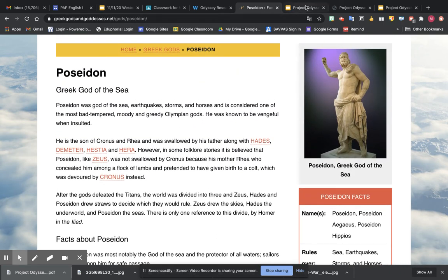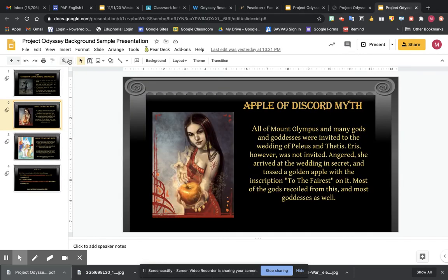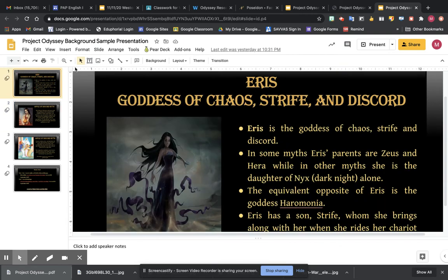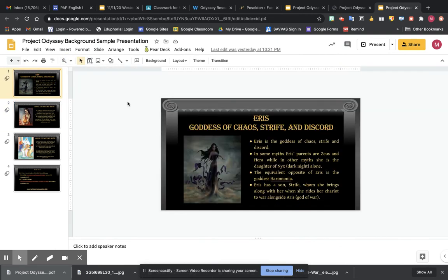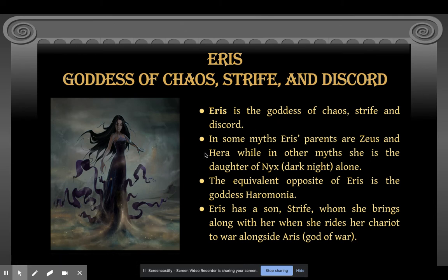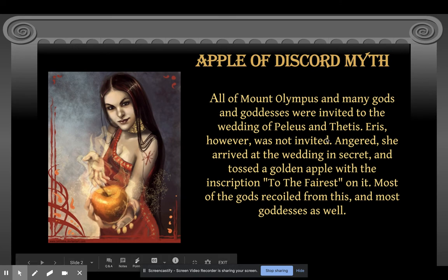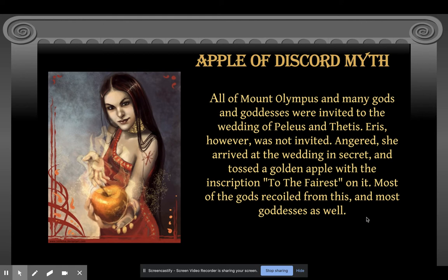I'm showing an example of what tomorrow you're going to be doing, which is taking that information and putting it into a slide. So here's an example of Iris. Let me present. This is an example of Iris, the goddess of chaos, strife, and discord. It answers the questions about who she is, who her parents are, and any other information the questions were asking about her. And then this is the myth about her, and it's kind of a long myth. Remember, you're putting it into your own words, and you're telling the most significant parts of the myth.